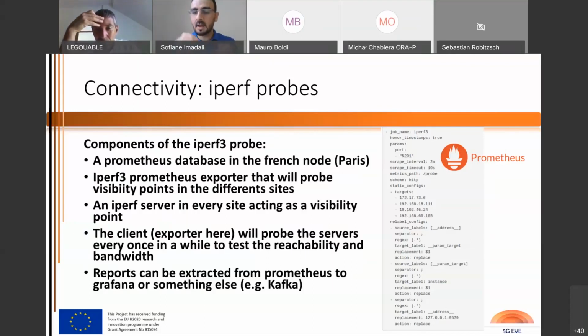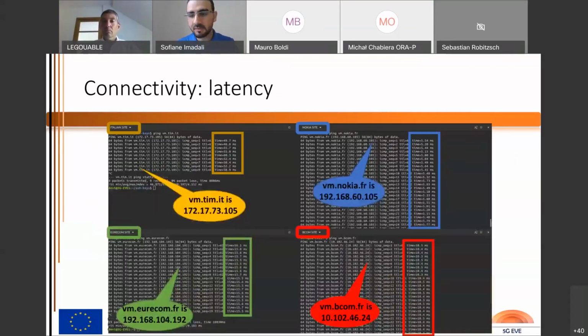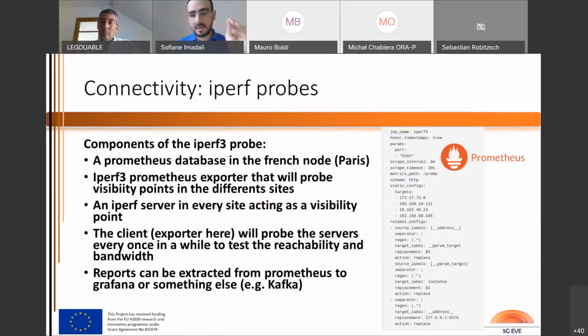So we have probes installed in each of the sites that I mentioned before. Each of the 4 that you see on the screen, the Italian site, the Nokia, Euricom, and Beacom site, the iperf exporter in the French node installed in the orchestration layer at Orange is going to probe the nodes located in France or in Italy at different times of the day. It's going to gather the data from these tests, from this probing, and show them in the Prometheus database. This is how we do our, let's say, monitoring of the site and ensure that it is up at all times. So you can see at the right-hand side an excerpt from this configuration, only a small relevant part to which I was referring earlier.